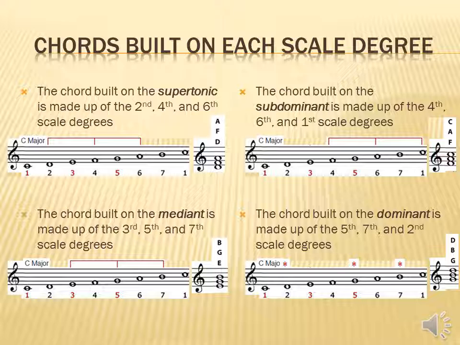The chord built on the subdominant is made up of the fourth, sixth, and first scale degrees. So we have F, or the subdominant, we have A, or the submediant, and we have C, or the tonic. The chord built on the dominant is made up of the fifth, seventh, and second scale degrees. So we have G, or the dominant, we have B, or the leading tone, and we have D, or the supertonic.